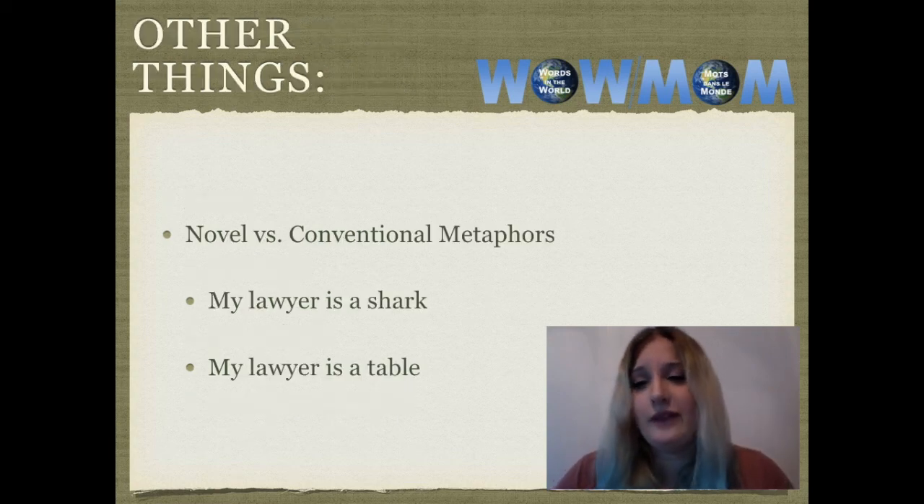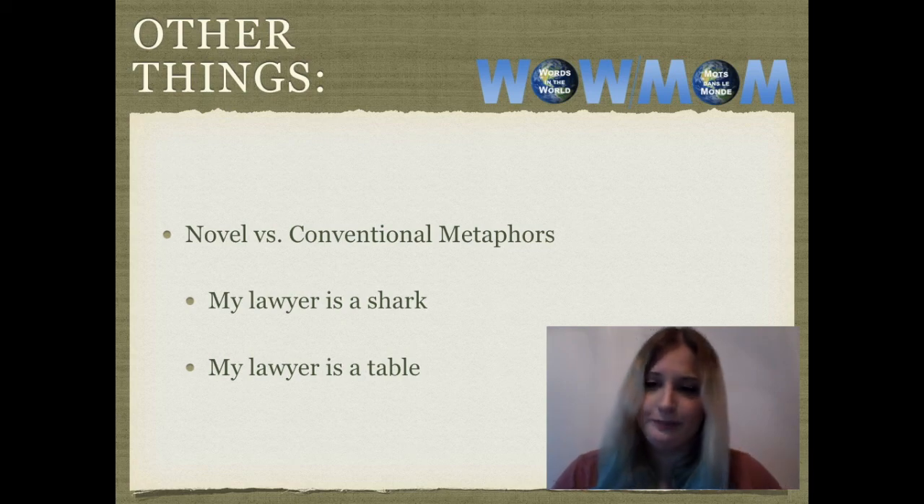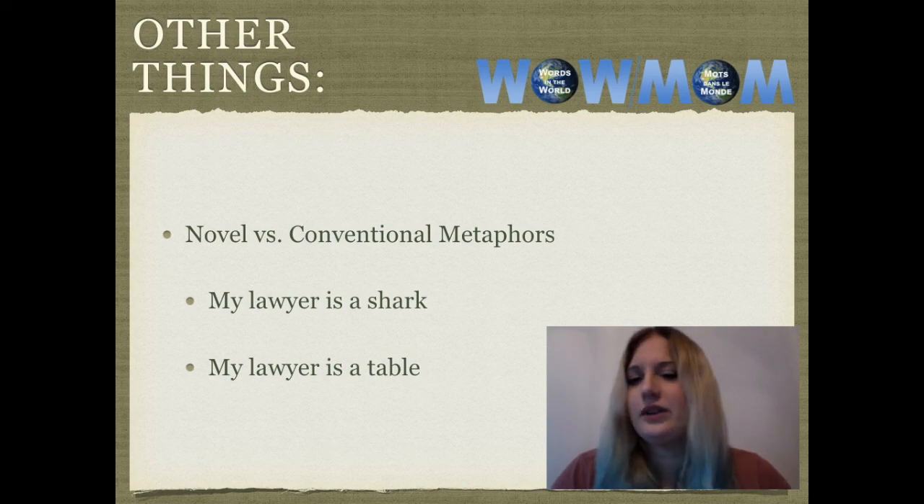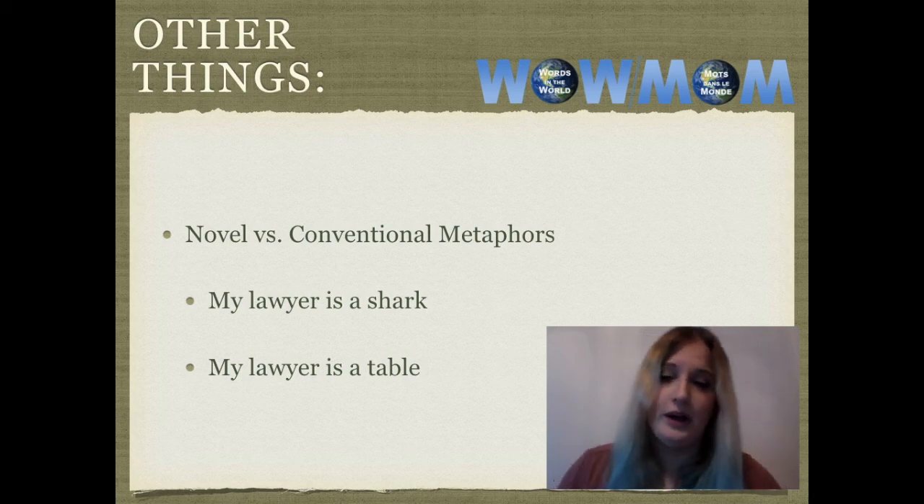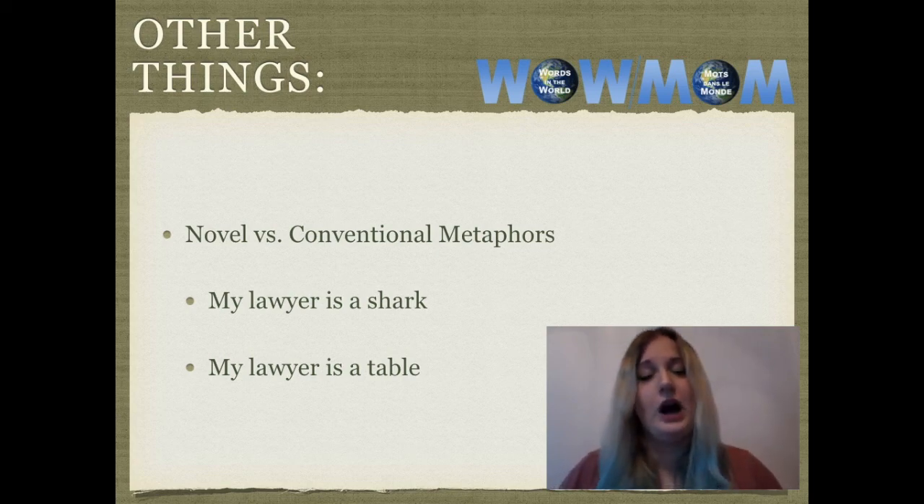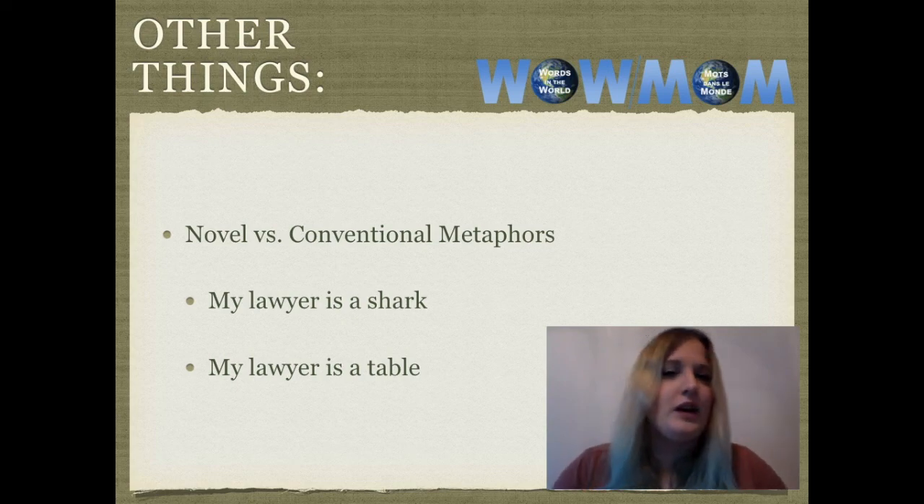Other things that we do have to consider when we talk about metaphors is the difference between novel and conventional metaphors. So a conventional metaphor would be the ones that we used in this example. So my lawyer is a shark is a conventional metaphor. Conventional metaphors are usually understood by everyone who uses the language, or at least every native speaker of the language, and they're used in everyday life, that type of thing, and we almost always have a very similar understanding of the emergent meaning of the metaphor.